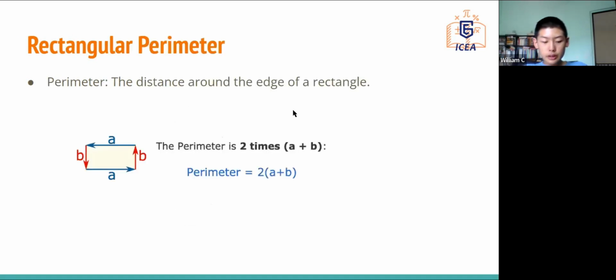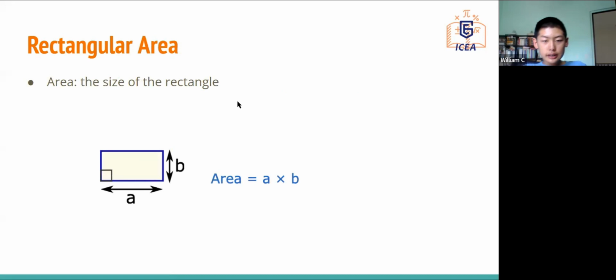Let's talk about the perimeter of a rectangle. As usual, the perimeter is the distance around the edge of a rectangle. It is 2 times a plus b, where a is one side and b is the other side. The area of a rectangle is just a times b, where a is the length of one side and b is the length of the other side.